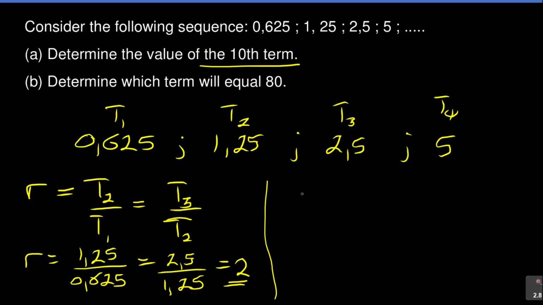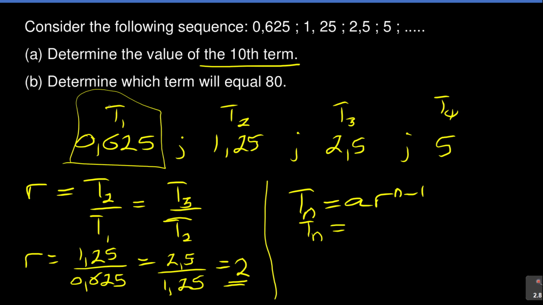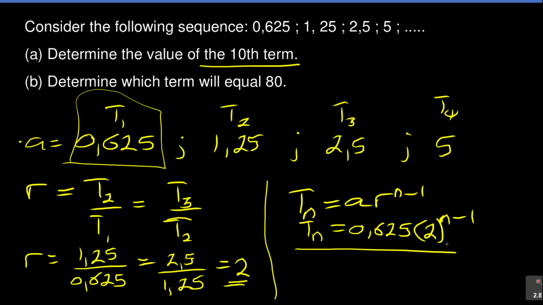Then after that, you can write Tn is equal to A R^(n minus 1), which is equal to, what is our A? A is T1, the first one. This is your A, which is 0,625. You can put a times or put a bracket. I think the bracket is better. R is 2, bracket n minus 1. Then that becomes the general formula for the nth term of that sequence.